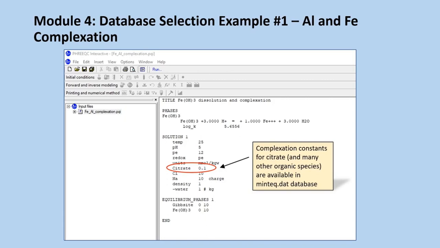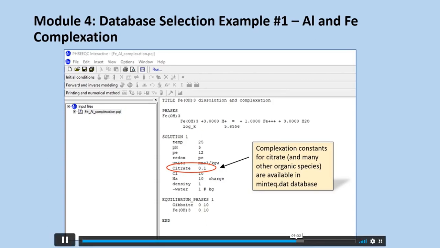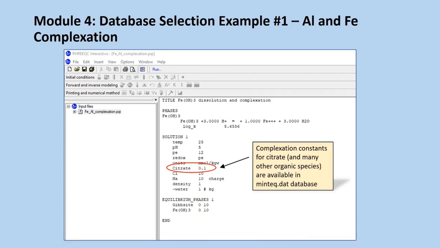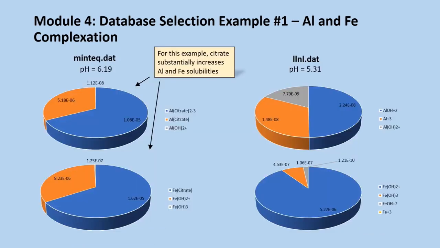It is not represented in the LLNL database, for example, so this simulation needs to be run under that database without citrate, essentially as a control with which to compare the Mintec generated results. Here are those results. Citrate very strongly complexes with both metals, according to the Mintec database, significantly increasing their solubilities by over 2 orders of magnitude in the case of aluminum. This is despite the final pH being higher in the Mintec informed model with citrate than the LLNL informed model.